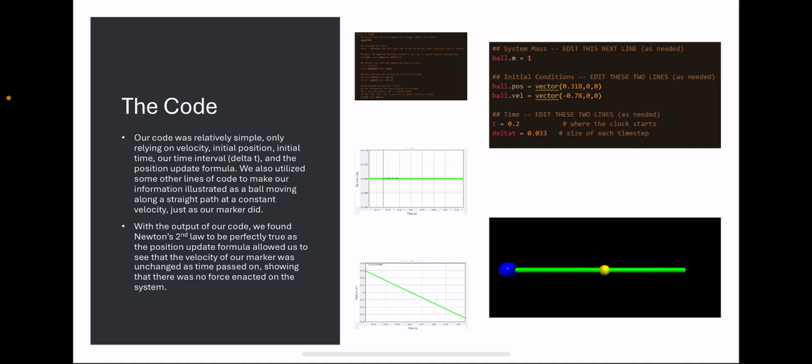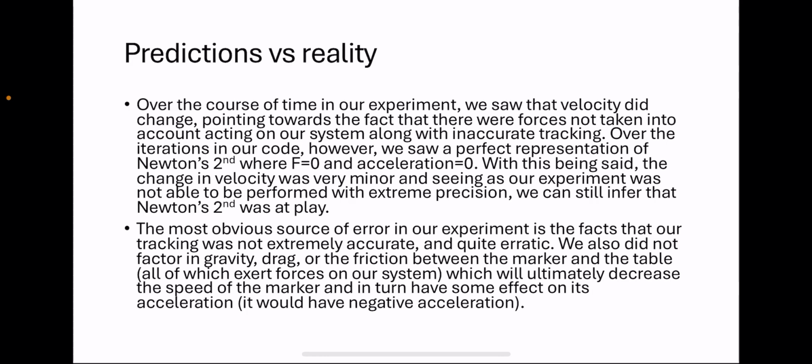Looking at our code, it was relatively simple, only requiring a few variables to get working. We also utilized some other lines of code to make our information illustrated as a ball moving across a straight path at a constant velocity, just as our marker did. With the output of our code, we found Newton's second law to be perfectly true, as the position update formula allows us to see the velocity of our marker was unchanged as time passed on, showing that there was no force acting on the system.